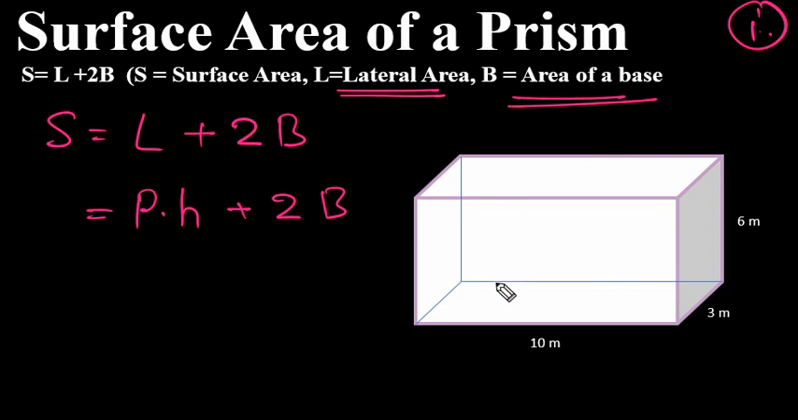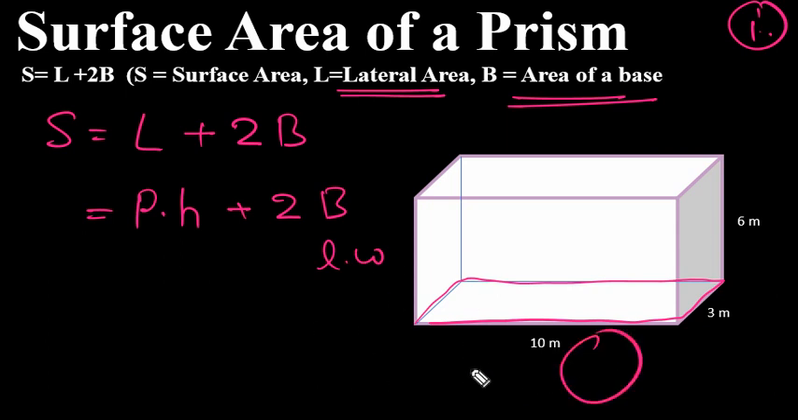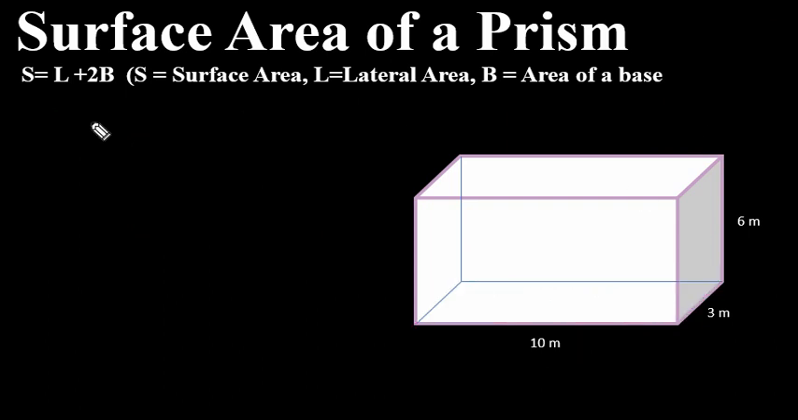Whichever side you decide, you will find the area of that shape. If it is a rectangle, the area is length multiplied by width. If it is a circular shape, then the area is pi r squared. That's how you will find it. So remember this formula to find the surface area. Now let's try this question and see how we will solve it.